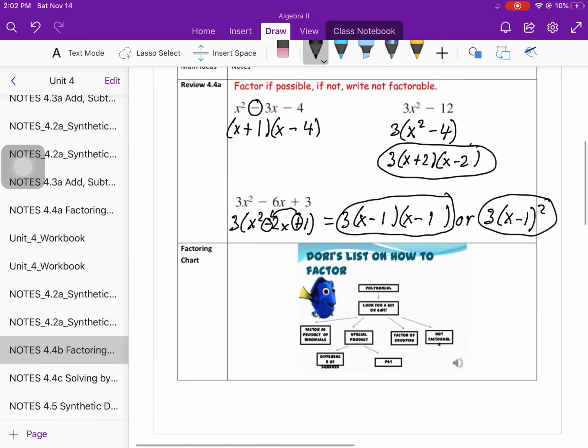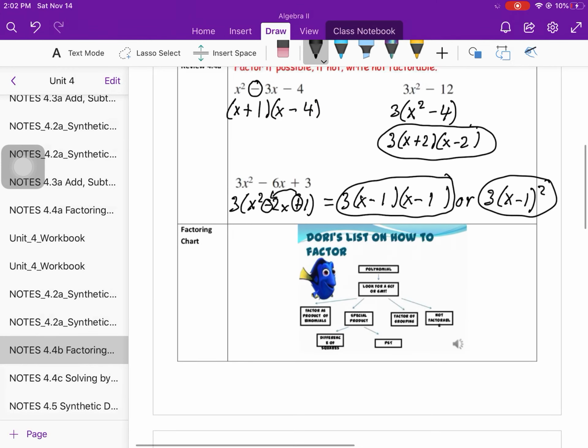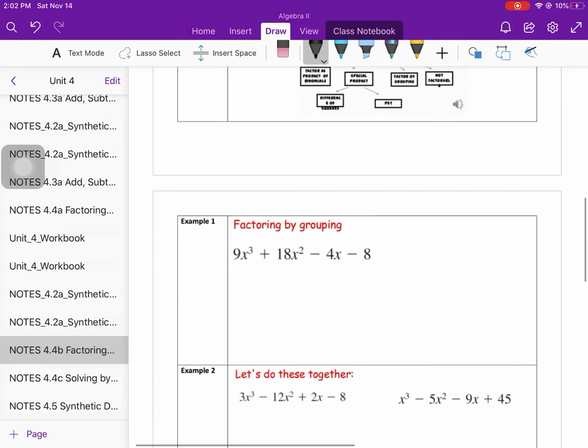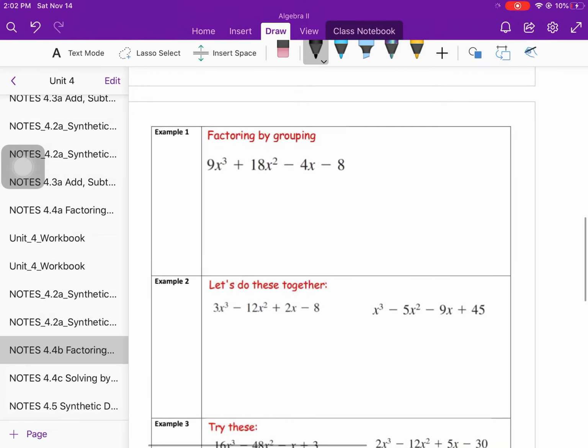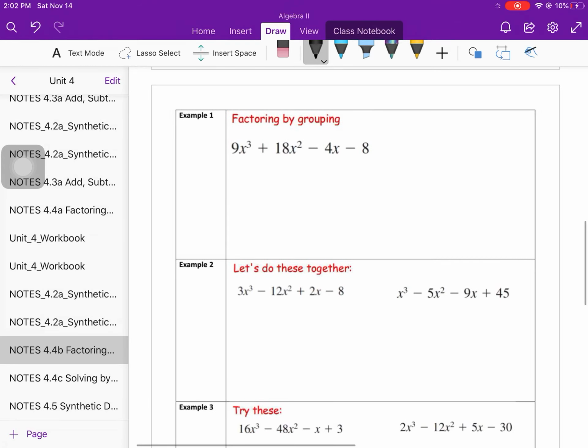Now, none of that is really new to Unit 4. We did those back in Unit 1, or Unit 3, excuse me. This technique, however, is new. Now notice when it says factoring by grouping, what we're going to do is we're going to group terms into parentheses in a different way.